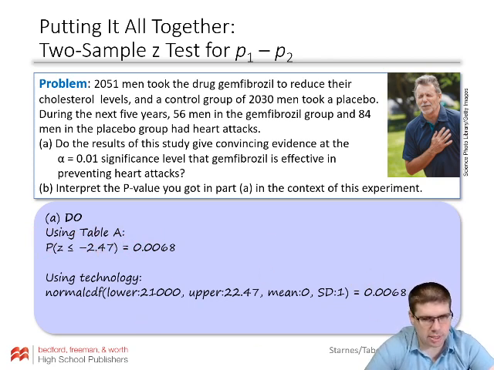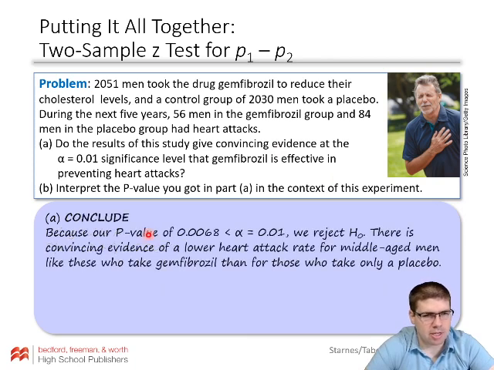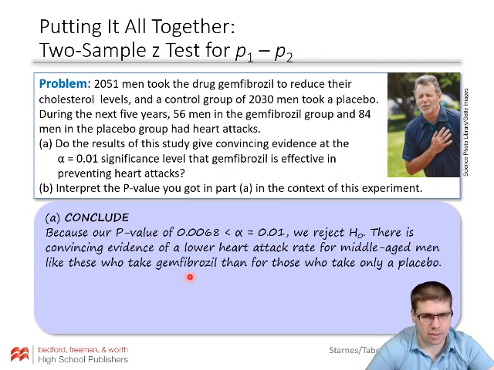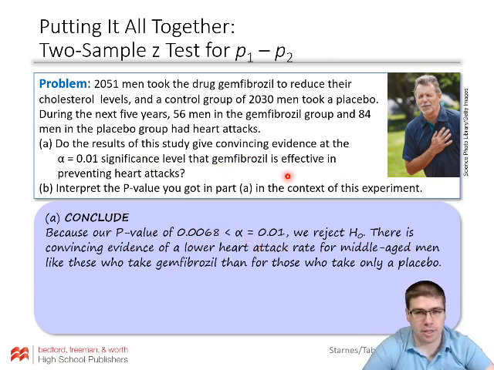So what do we conclude? That's a pretty tiny p-value. Because our p-value of 0.0068 is less than alpha, 0.01, we reject the null hypothesis. There is convincing evidence of a lower heart attack rate for middle-aged men like those who take gemfibrozil than for those who take only a placebo. So we found significant evidence, and this is exactly what experimental drug trials look like. They randomize into treatment groups, perform this type of significance test, and want to find significant evidence that it is effective and not just sampling variability.